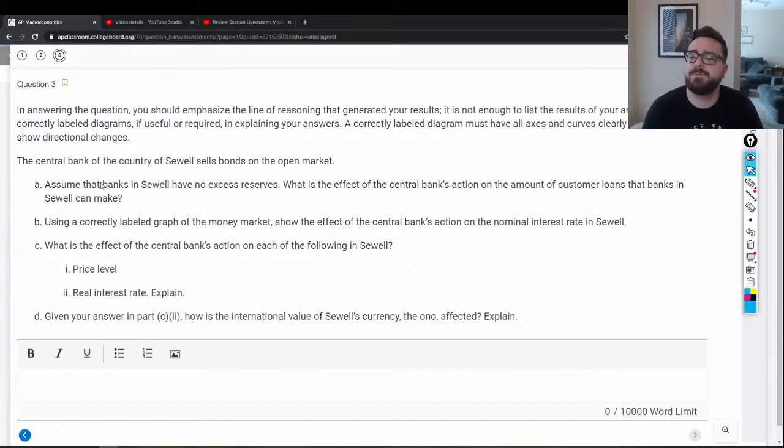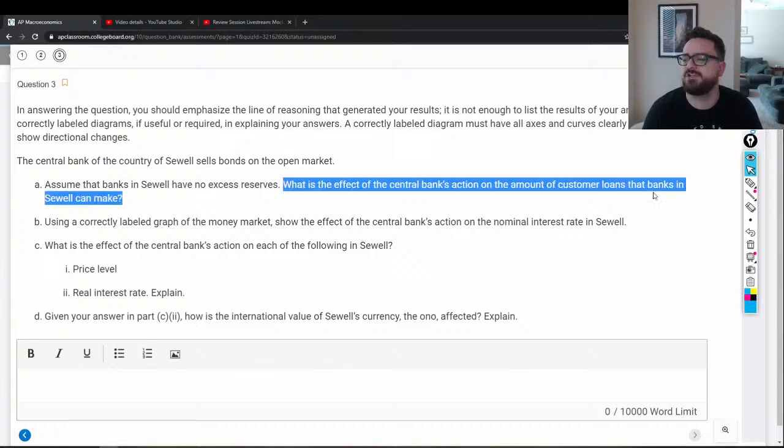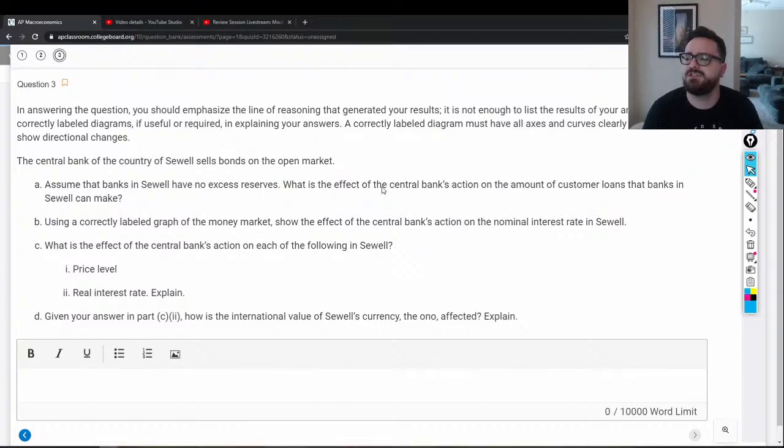So they sell bonds on the open market. Assume that banks in Sewell have no excess reserves. What is the effect of the central bank's action on the amount of customer loans that banks in Sewell can make? I don't know. This question is worded kind of badly. If this is a short run or a long run thing, I might just write both to be safe.